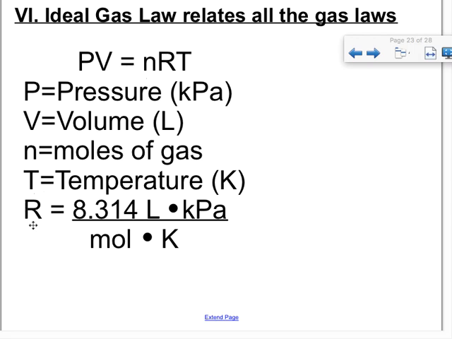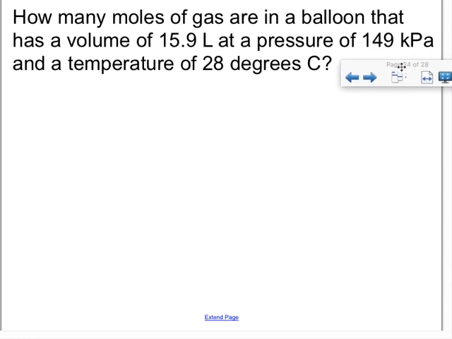Now, in order to use this value for R, your volume has to be in liters. So if they give you something in milliliters, you have to convert to liters. Your pressure has to be in kilopascals. So if they give you atmospheres, torrs, PSI, whatever, you have to convert it to kilopascals. Moles is mole, and temperature always has to be in Kelvin. Okay, so let's take a look at a few sample problems using the ideal gas law.